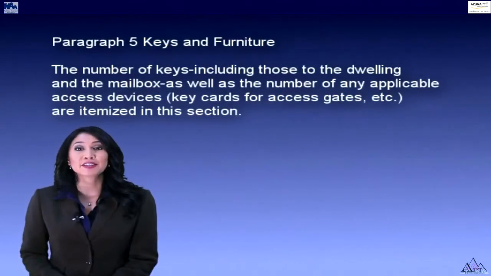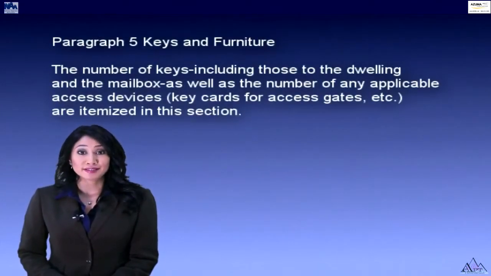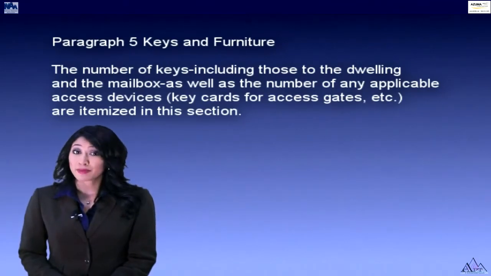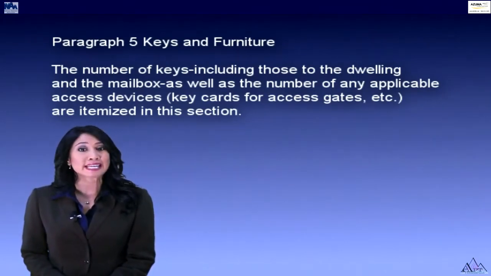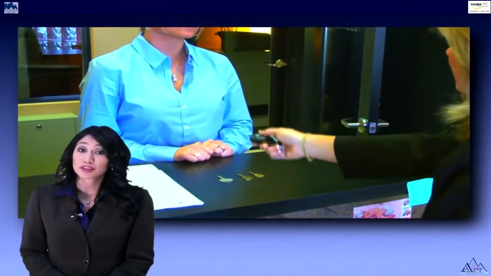Paragraph 5, Keys and Furniture. The number of keys, including those to the dwelling and the mailbox, as well as the number of any applicable access devices, key cards for access gates, etc., are itemized in this section. This paragraph also indicates whether the dwelling is furnished or not.